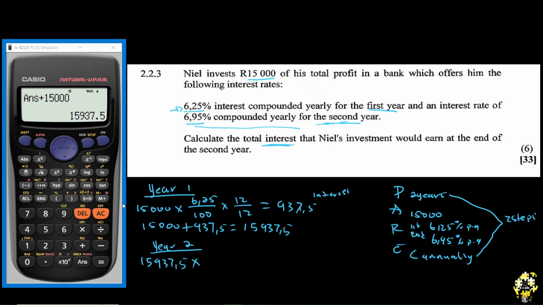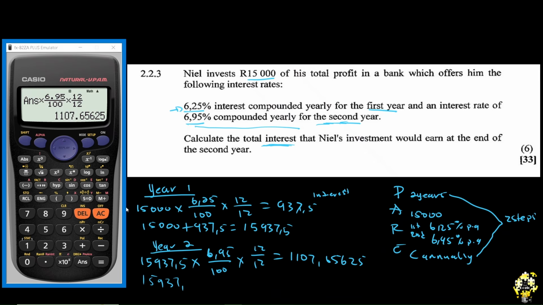So it's 6.95 over 100, and then you multiply that by 12 over 12. Since it's already here, let's simply multiply by 6.95. Do your PAC, things will be simpler. Now let's see what we get. We get 1,107.65625. Now are we done? Nope. You have to take the principal and add the interest to get the total for that particular year.